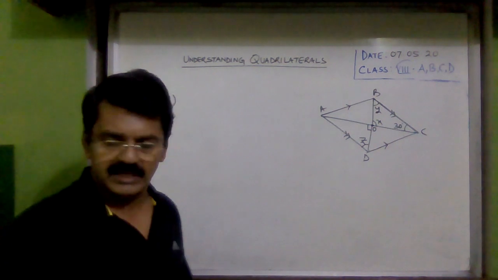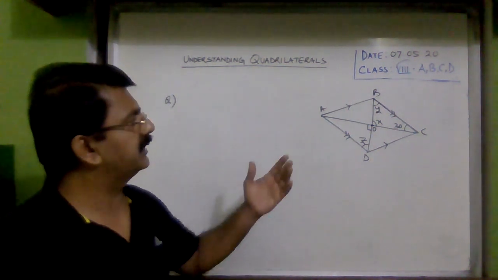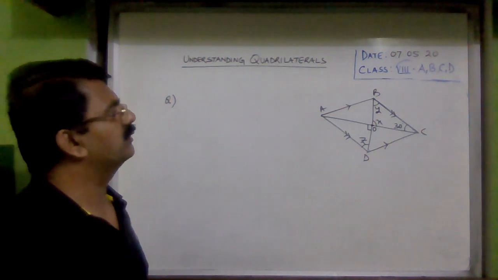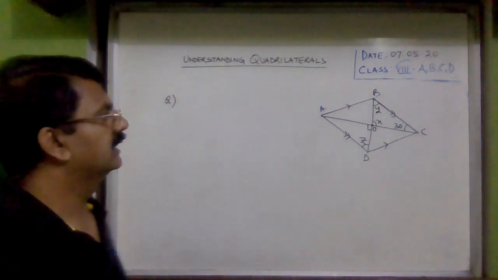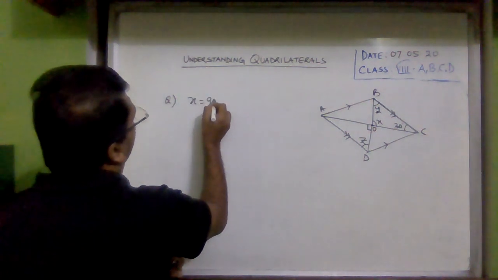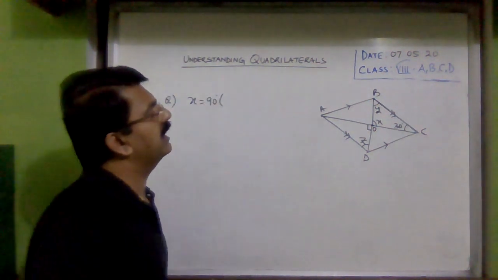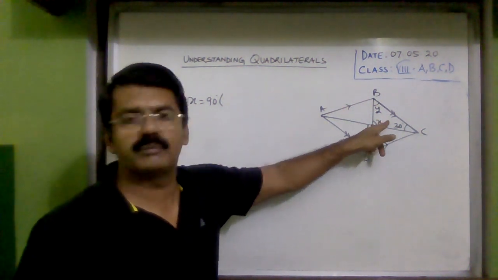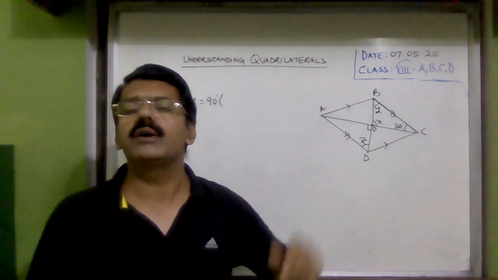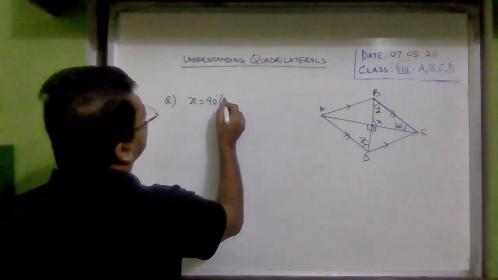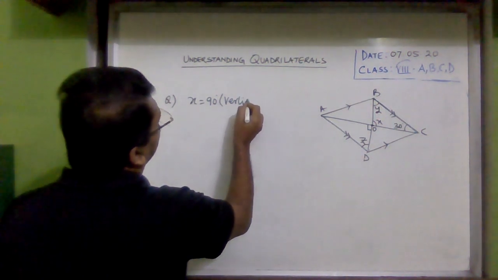Now using this diagram and the properties of a parallelogram, you have to find the values of X, Y and Z. So first of all, you see X is equal to 90 degrees. Reason? They are vertically opposite. You see, these two angles are vertically opposite, and you know that vertically opposite angles are always equal. So X will be equal to 90 degree.